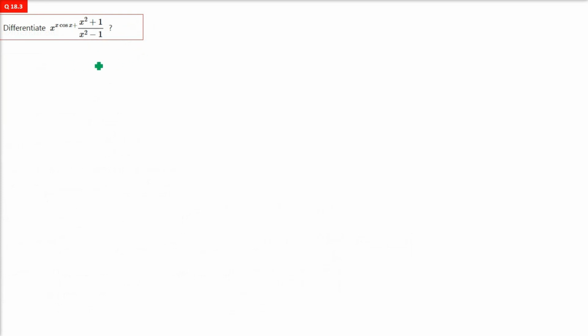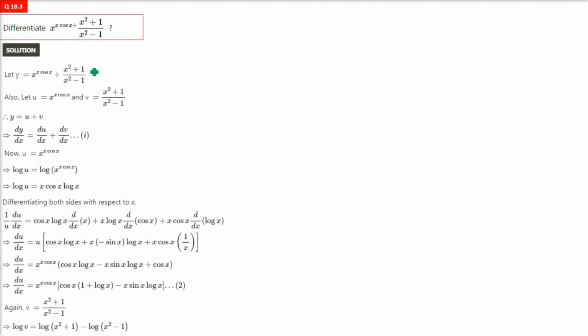So this is also something like what we have done just now, x to the power x cos x plus (x square plus 1) by (x square minus 1). So the first term you can call it u, the second term you can call it v. So when you take it as y equals u plus v, it will be dy by dx equals du by dx plus dv by dx. So u is x to the power x cos x.